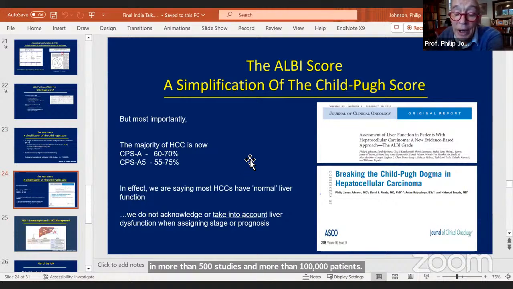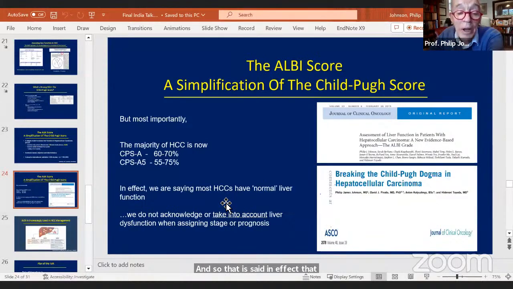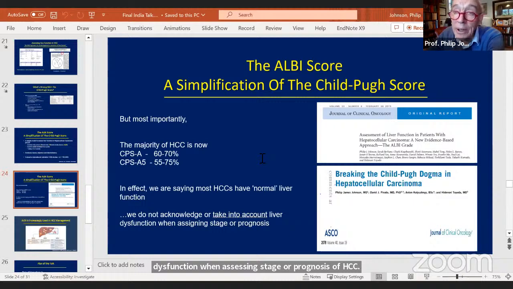Important observation is that if you use Child-Pugh score, nearly everybody now, because the tumours are being picked up earlier, is actually Child-Pugh grade A. And so that it says in effect that most HCC tumours have a normal liver, implying that we don't take into account liver dysfunction when assessing stage or prognosis of HCC. However, if you use ALBI, you can show that there is indeed a broad range of liver dysfunction in patients who have Child-Pugh A, so it's much more sensitive.